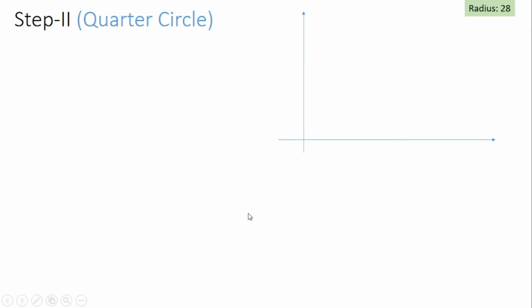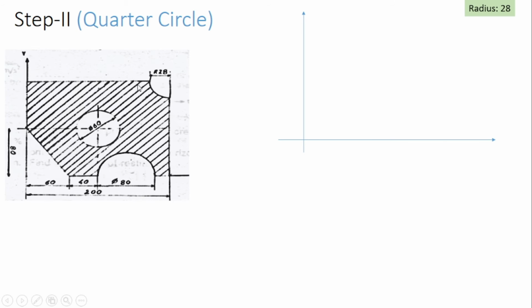Now we'll go to the last shape, that is quarter circle. It is located at this end. So we have shown it. Now from this end to this end, total length is equal to 200. It is given, and the vertical distance from this end to this end is 160, 80 plus 80. So from this end to the x-axis it is 160. So in this way we have identified the location of the quarter circle with respect to the reference axis.